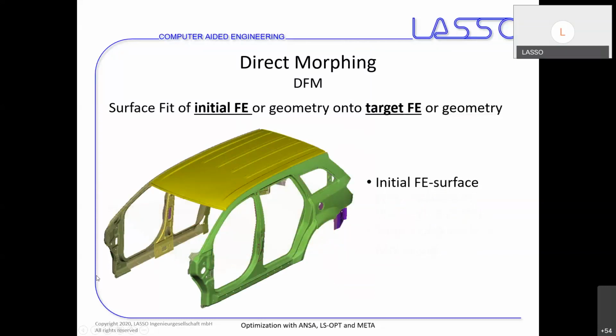Another example, a little bit more complex, of what is to be morphed. Again, the yellow area here, the roof, is the initial surface. The blue one is the target surface. And the side panels should be morphed.